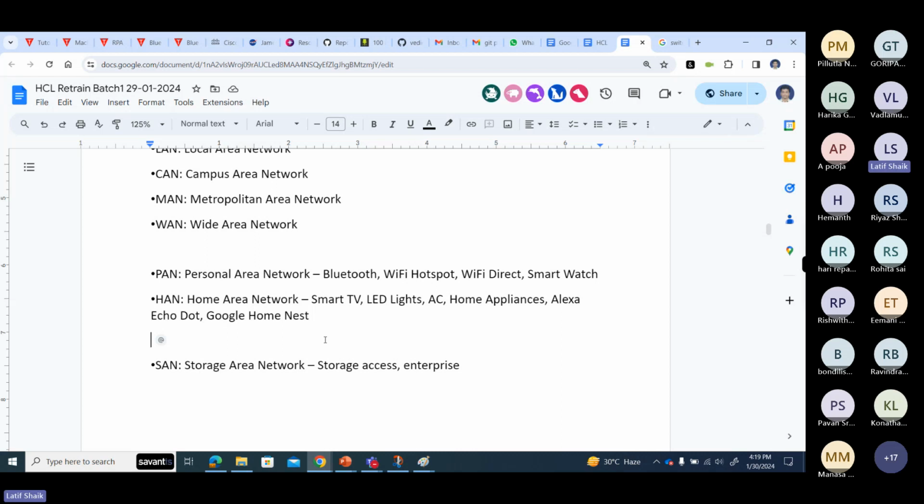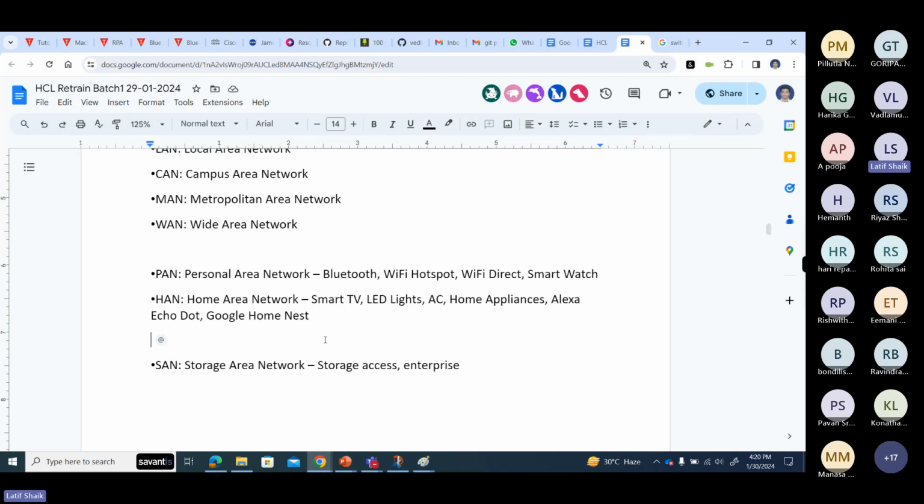Home area network. What is a home area network? Again, it is also reasonable. Nowadays, we have smart TVs, smart LEDs, smart ACs, smart home appliances, Alexa, Google Home, Nest. We can connect all these devices and control them. We can also connect smart printers and Wi-Fi printers, so within a home you can take a printout without a cable, through Wi-Fi or Wi-Fi Direct. So this is a network with a limited range, either personal or home area.